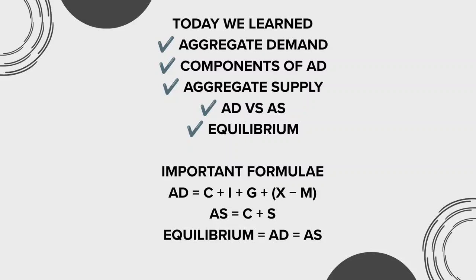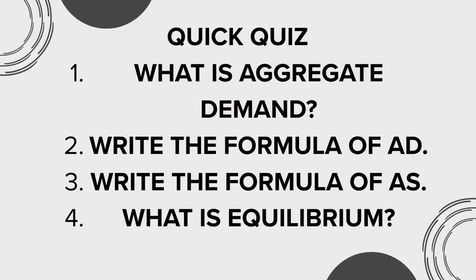Before we end today's lesson, let's revise the key concepts. Aggregate demand is the total planned demand for final goods and services. Aggregate supply represents the total planned output. When aggregate demand equals aggregate supply, the economy reaches the equilibrium point. If you remember these three formulas, you have understood the foundation of the chapter. Now let's end with a quick quiz. Pause the video and try answering these 4 questions on your own. If you answer them confidently, you have understood today's lesson well.